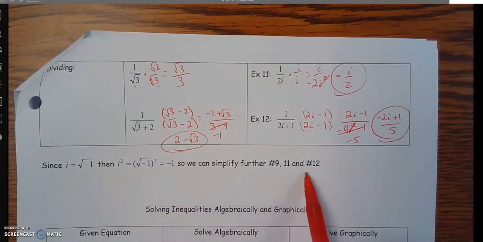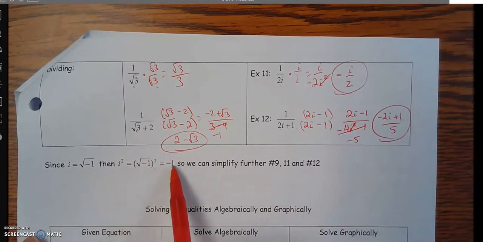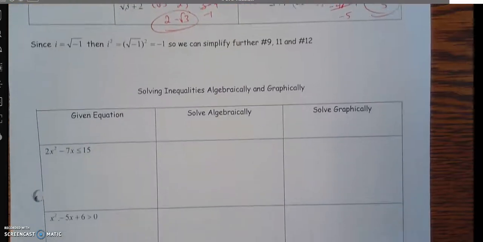And this right here, I already did that. I took care of that. The i squared actually equals -1 part.